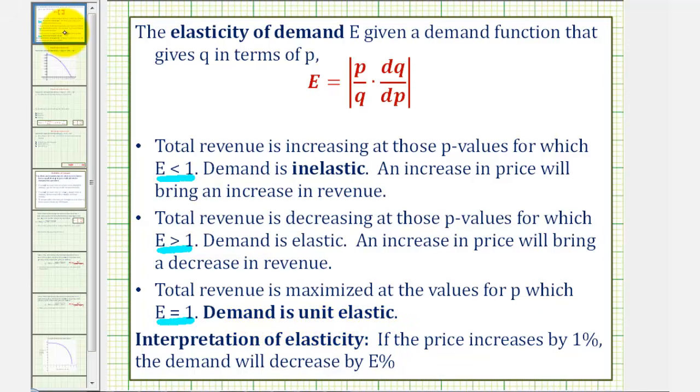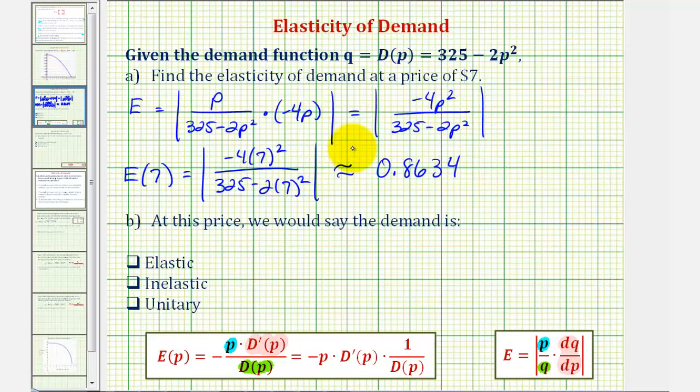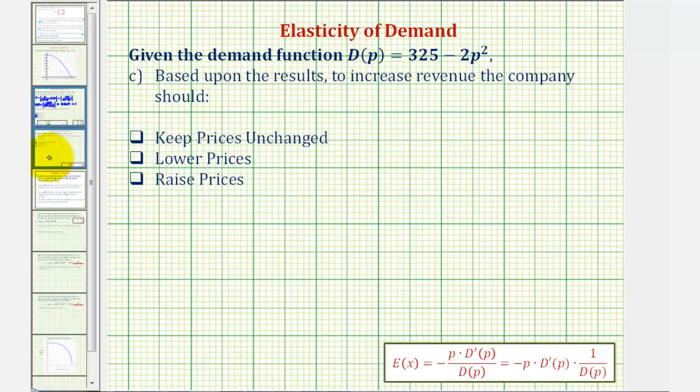So again, going back to our example, because our value is less than 1, we say the demand is inelastic. So for part C, to increase revenue, we should increase the price or raise prices.